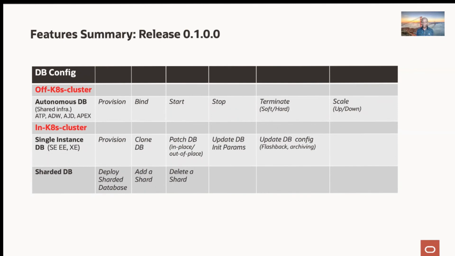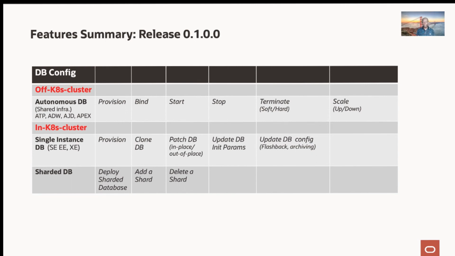You can see here that we can manage the life cycle of two categories of databases. The off-cluster databases, meaning databases which are in the cloud but not in the Kubernetes cluster. And that's typically the autonomous database. There are other databases, but for this release, we are only managing the lifecycle of autonomous databases. And you can see that those autonomous databases are on shared infrastructure.